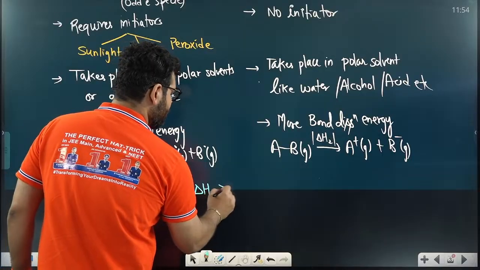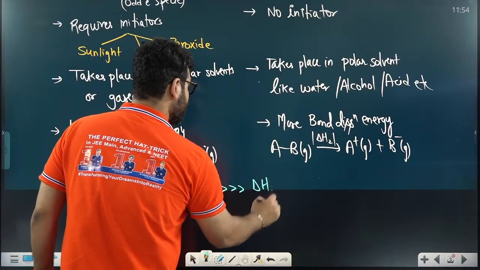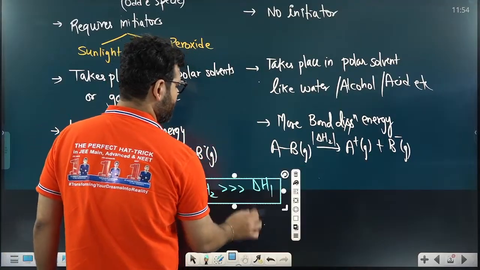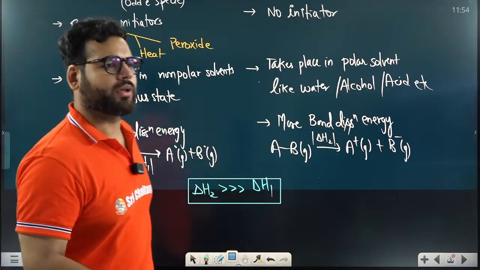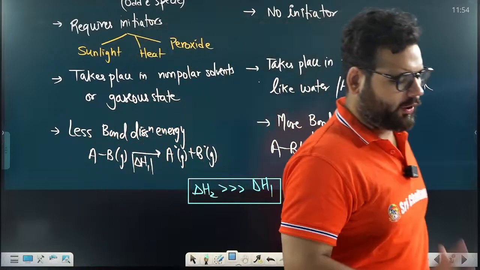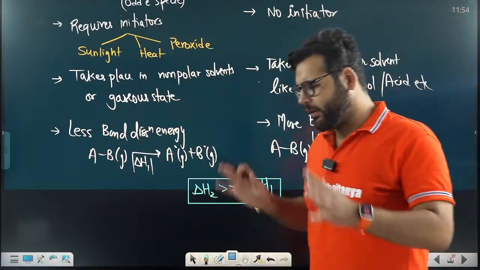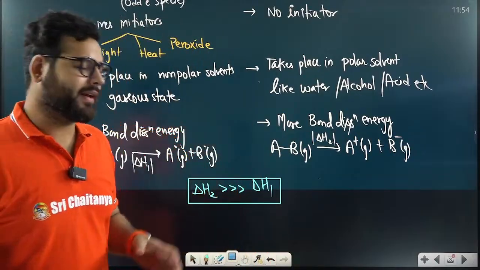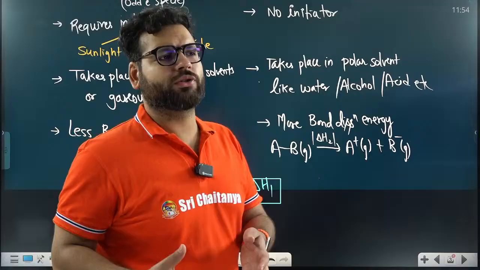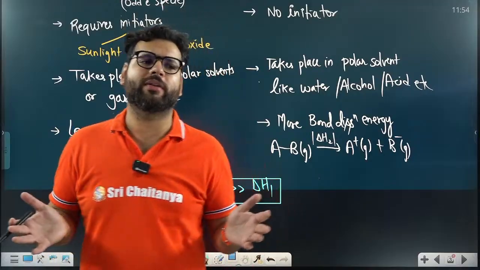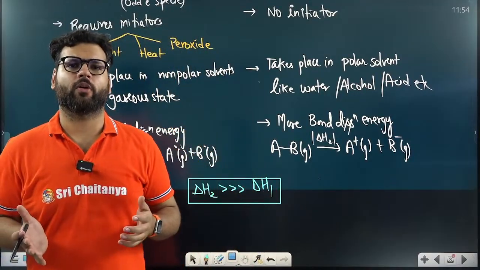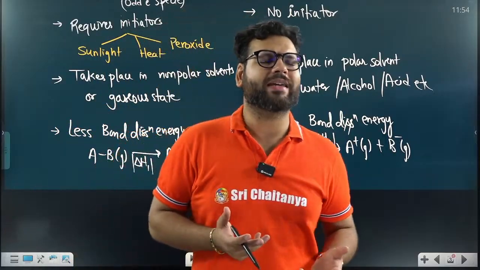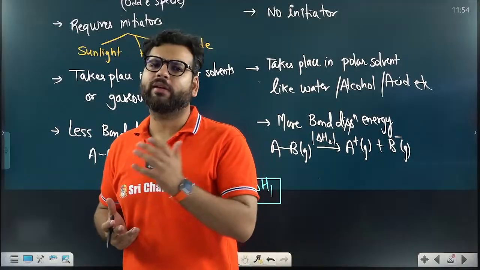Delta H2 is much greater than delta H1. So this is the thing about the two types of bond cleavage. Now, when will bond cleavage take place? Automatically, if I keep some alcohol in this room, obviously there is no bond cleavage. If I keep some alcohol, it will remain alcohol only. If I keep some alkyl halide, it will remain alkyl halide.